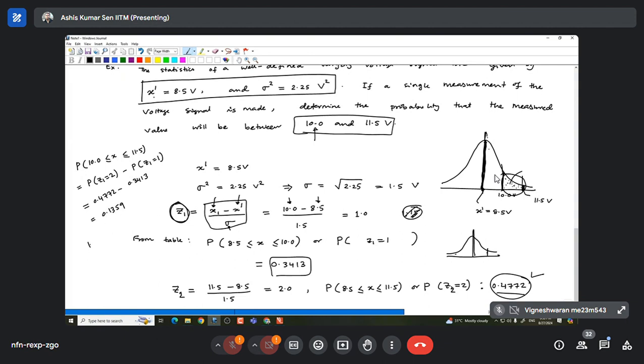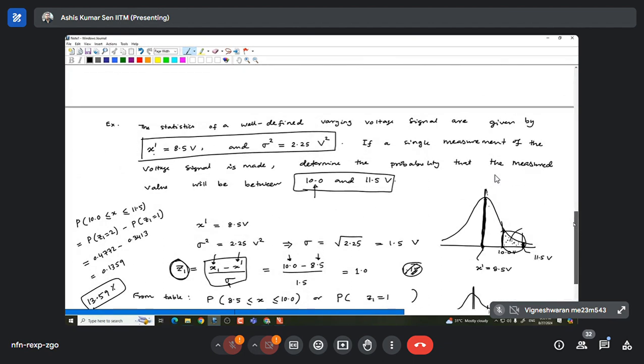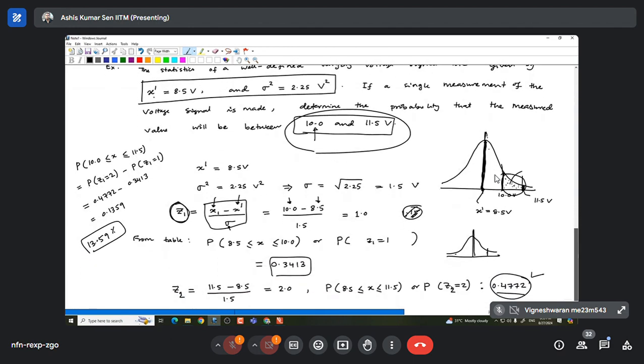So there is a 13.59% probability that if you do one more measurement of the voltage, it is going to lie in this range between 10 and 11.5. Depending on the question, the procedure is basically the same. If you understand your data with respect to the mean, then you can work out and read your probabilities.